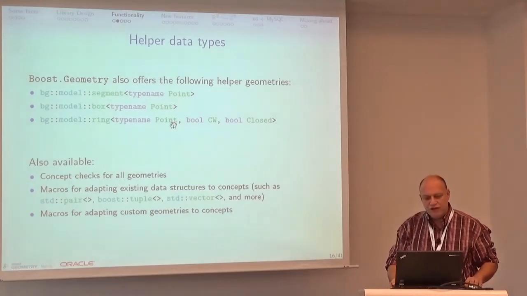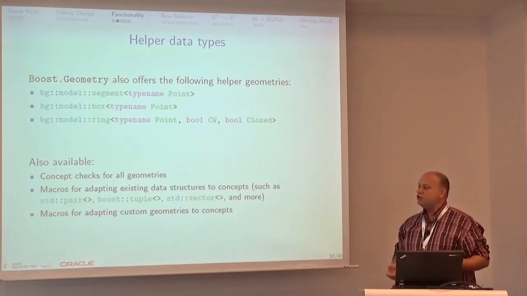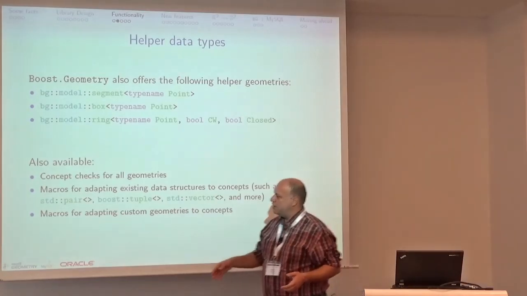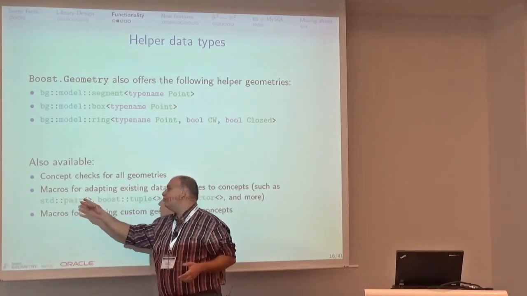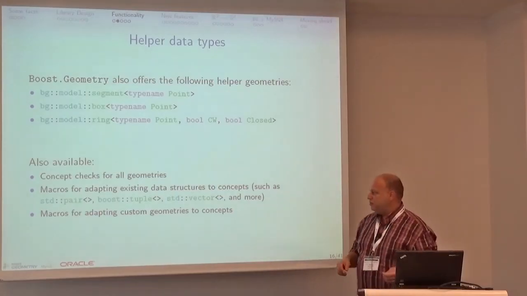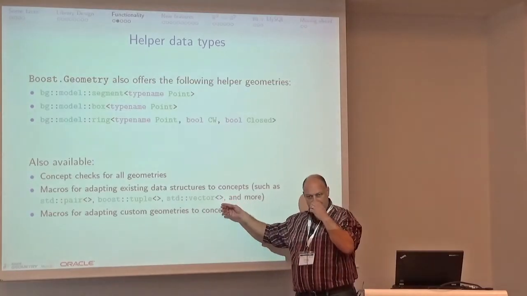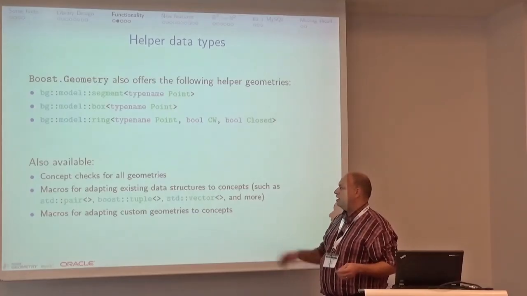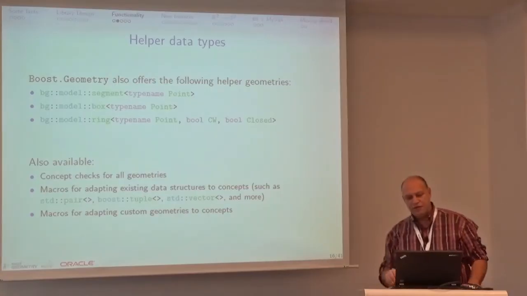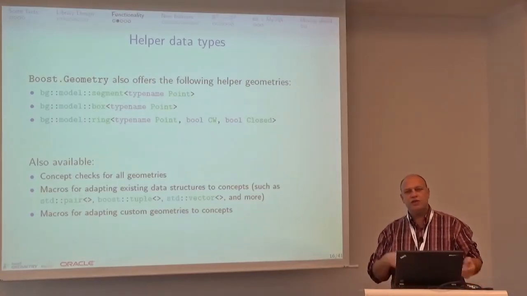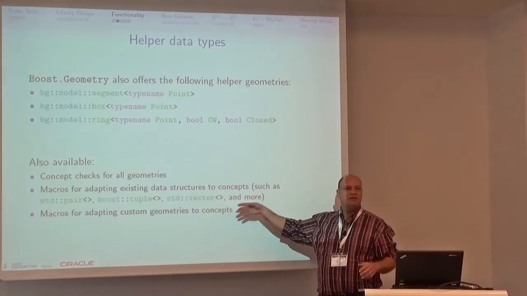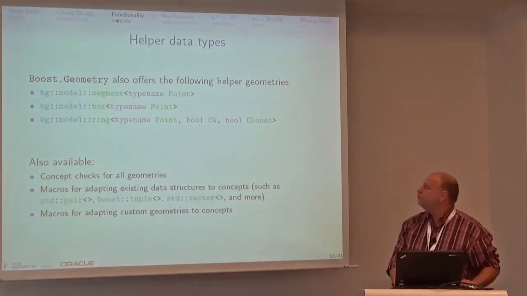So what else do we have? We have concept shapes for all geometries. We have also macros for adapting existing data structures to geometry. So you can take a pair, for example, and make it into a 2-dimensional point. You can take a tuple with 3 items, and you can make it into a 3-dimensional point. You can take a vector and make it into a multi-point, for example, assuming that whatever is plugged in there is a point, and so on and so forth. And we also have macros for adapting your own custom geometries to the concept so that it can work with the libraries. Adapting means essentially providing the proper tags for the geometries and a few more things.